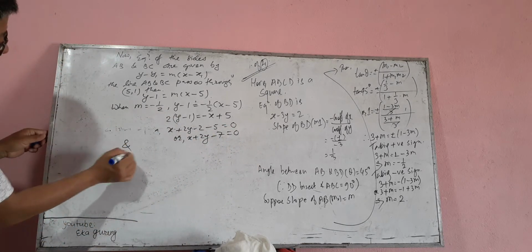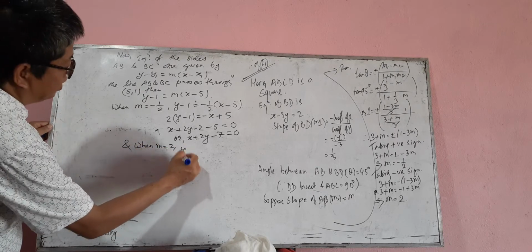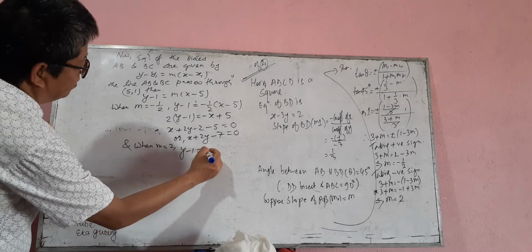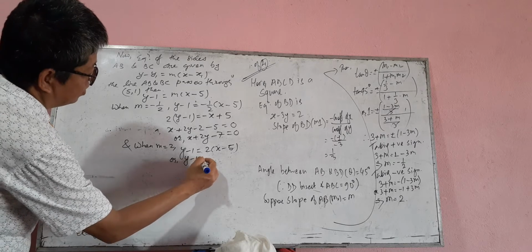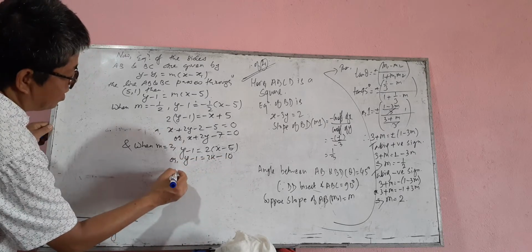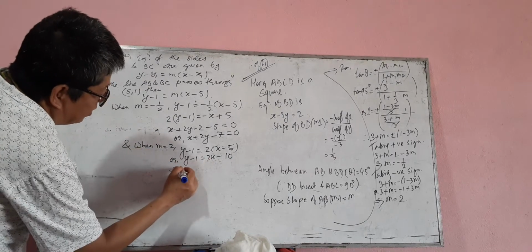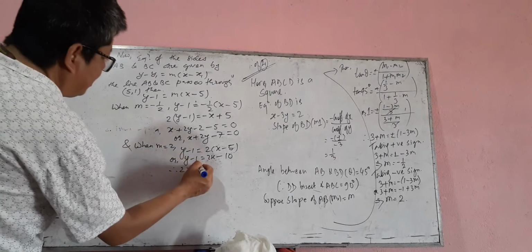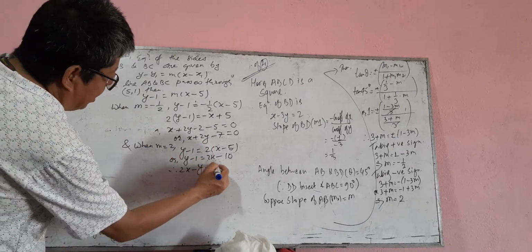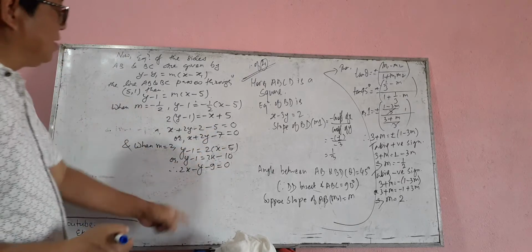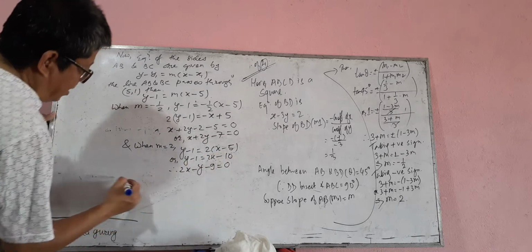And when m equal to 2, we get y minus 1 equal to 2 times (x minus 5), and then y minus 1 equal to 2x minus 10. And this gives 2x minus y minus 9 equal to 0. And the simplification is left as an exercise. You solve this.